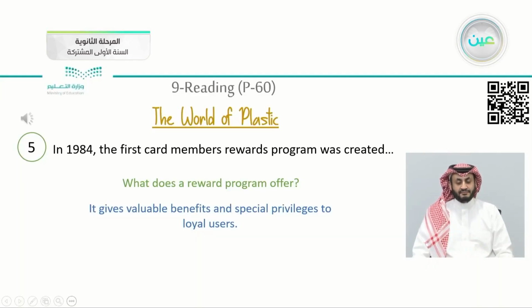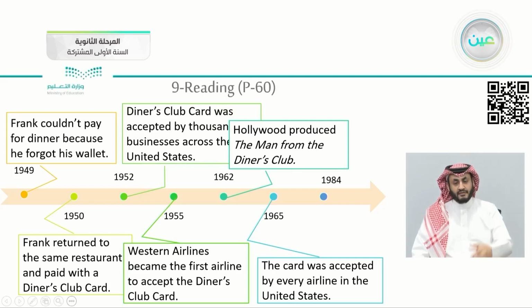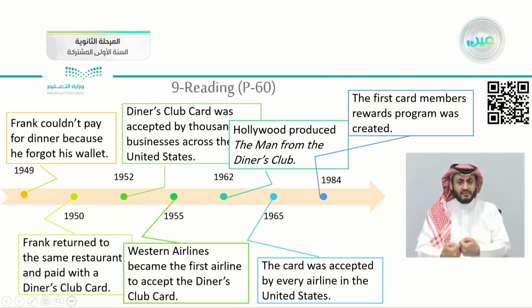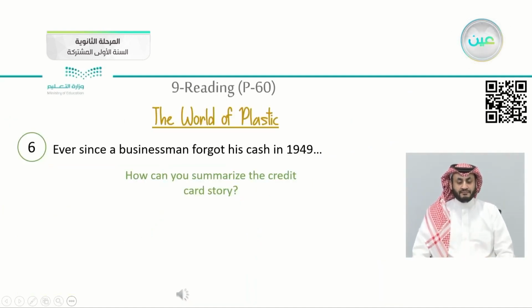Okay, so what happened in 1984 on the timeline? In 1984, the first card members reward program was created. So the competition has started between them. Okay, let's continue in here. The last paragraph.